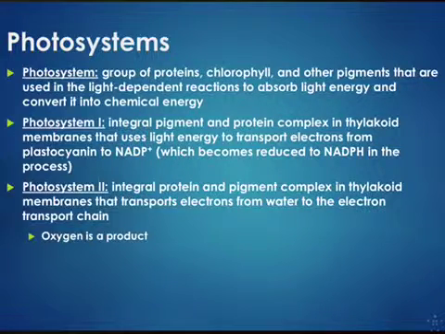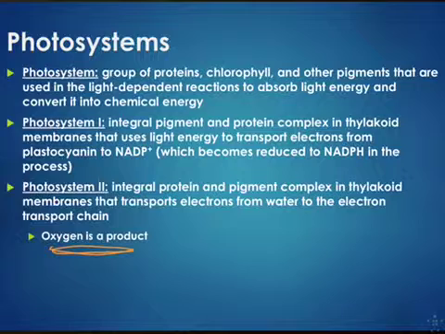Photosystem 1, the integral pigment and protein complex, is located in the thylakoid membrane. It uses light energy to transport electrons from plastocyanin to NAD+ or NADP+, which becomes reduced to NADPH in this process. Photosystem 2 is another integral protein and pigment complex located in the thylakoid membrane that transports electrons from water to the electron transport chain. And this important part here is that oxygen is a product.